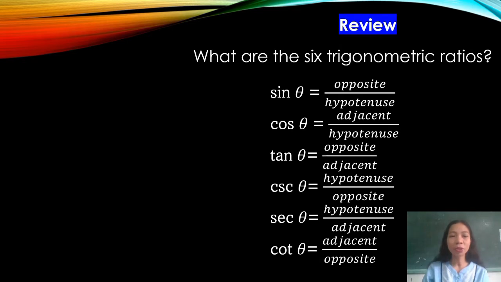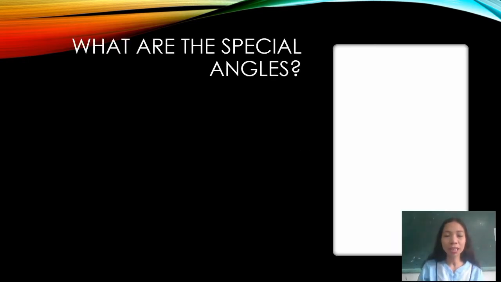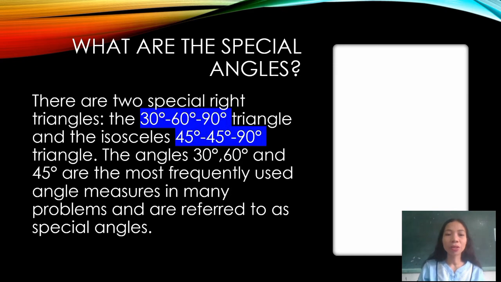In this lesson, you will learn the process of determining the values of trigonometric ratios of special angles. What are the special angles? There are 2 special right triangles, the 30 degrees, 60 degrees, 90 degrees triangle, and the isosceles 45, 45, 90 degrees triangle. The angles 30 degrees, 60 degrees, and 45 degrees are the most frequently used angle measures in many problems and are referred to as special angles.